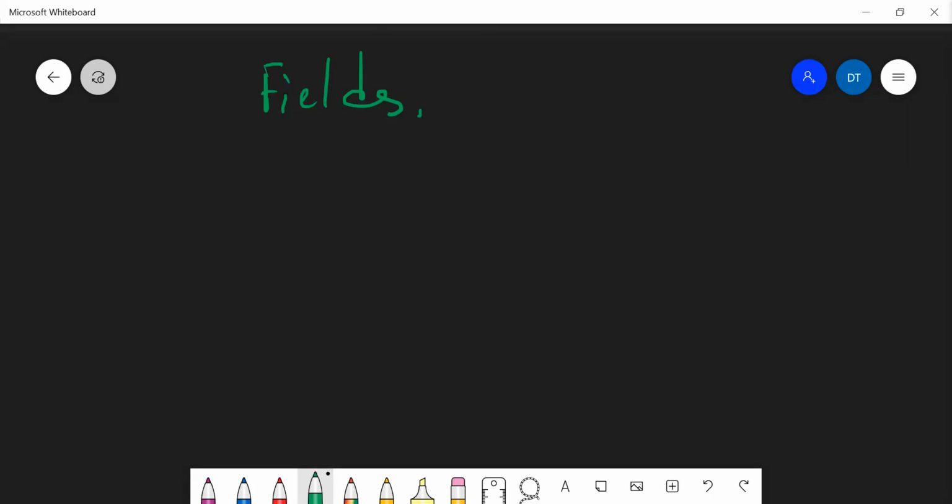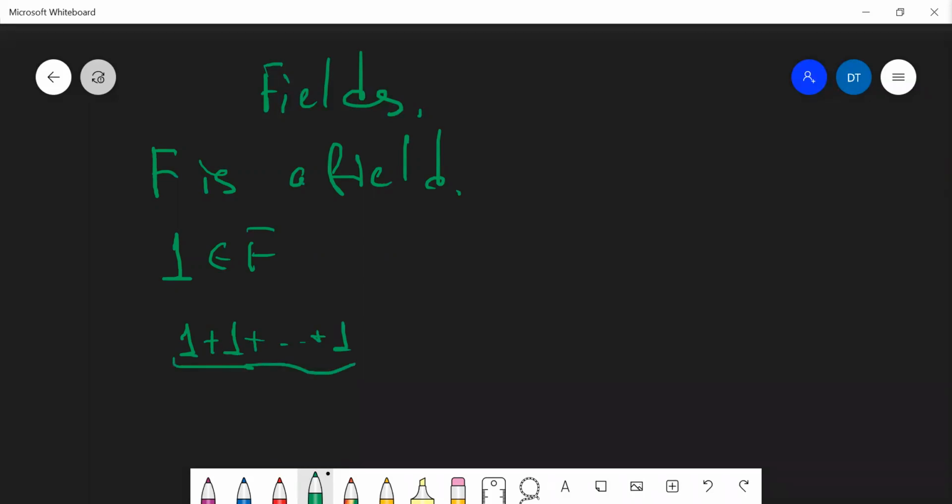Suppose we're given a field. F is a field. Then there is such a notion as a characteristic of a field. What is this? Well, let's take the identity element of the field. Then we may start adding one together several times. For example, we may consider 1 plus 1 plus 1, an expression like this, where we add 1 n times.